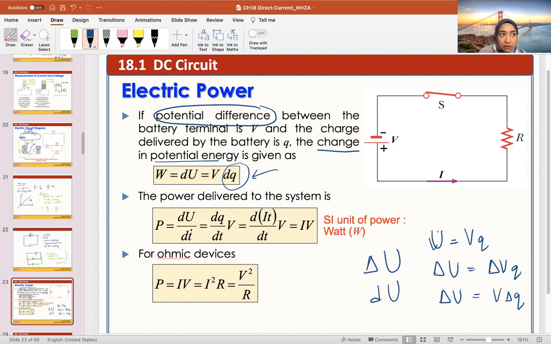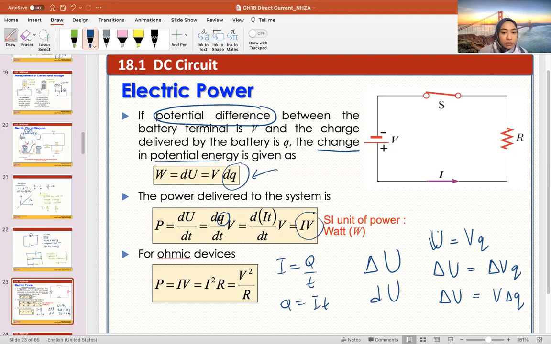They differentiate this equation, dU/dt, with respect to time. So dQ with respect to time times V. So we know that Q is equal to It from this equation, I equals Q over t. They just flip this equation to become Q equals It. They just substitute it inside here. It becomes d(It)/dt times V. So dt over dt cancels out. You get your IV over here.